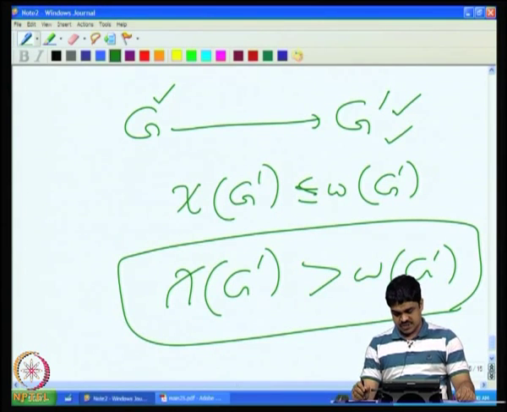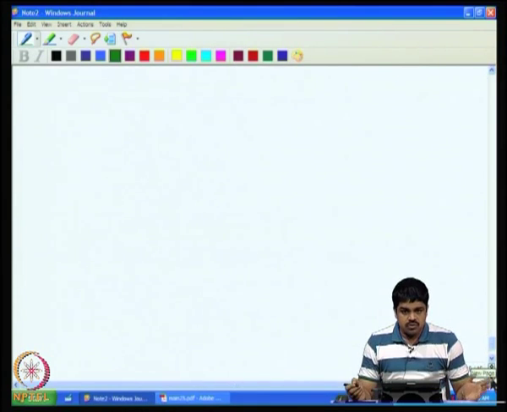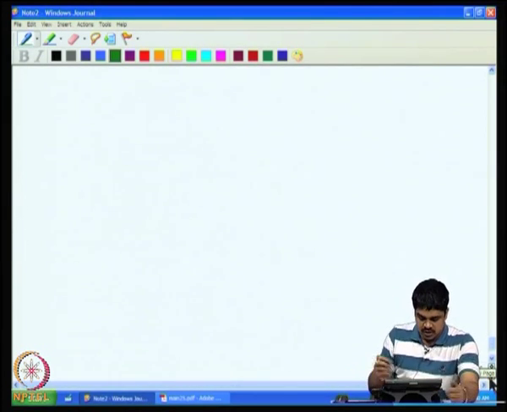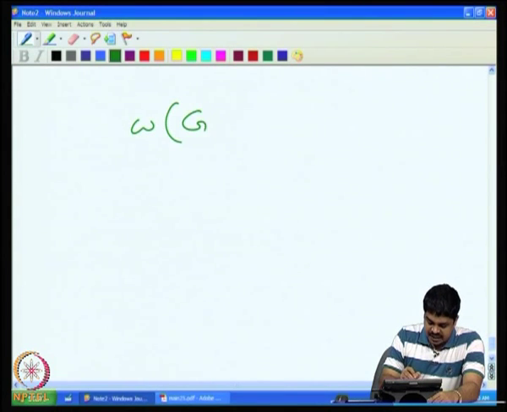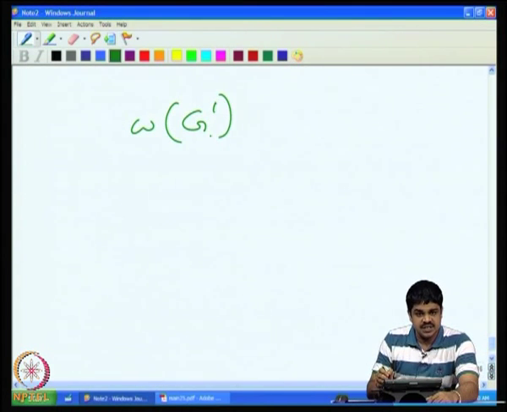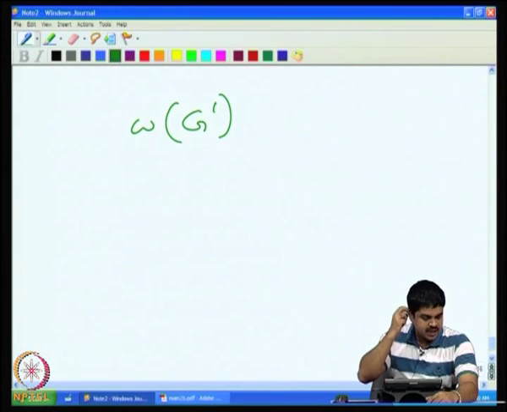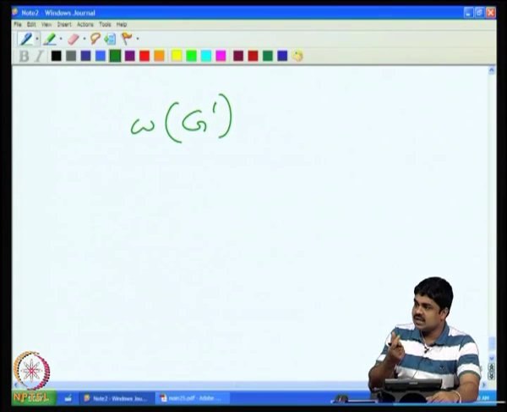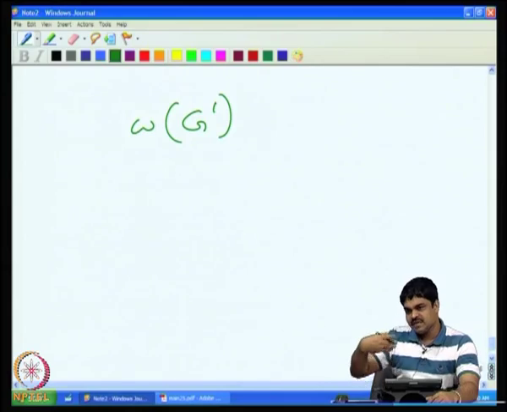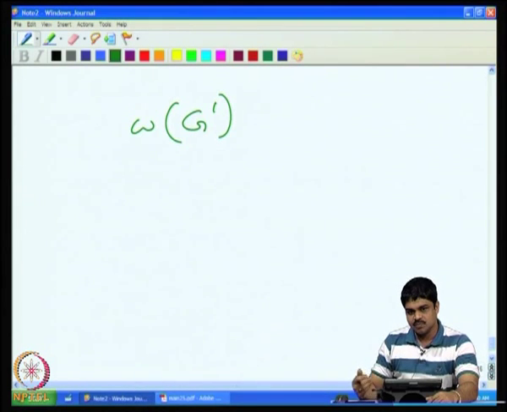See, the key observation is to count both. So let us see how much is omega of G dash. This omega of G dash is essentially a clique of G dash. You remember, to construct G dash from G, we replaced each vertex with a clique having so many copies of the corresponding vertex, and whenever two vertices x and y were adjacent in the original graph, we put all the edges between them, that is the expansion operation.